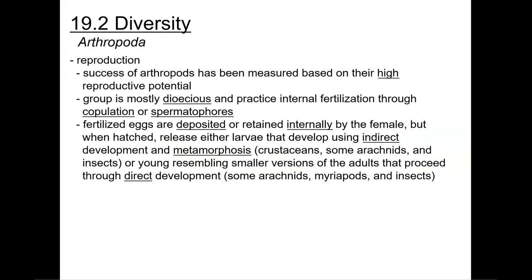With reproduction of the arthropods, their success has been measured based on their high reproductive potential. The group is mostly dioecious and practices internal fertilization through copulation or spermatophores. Fertilized eggs are deposited or retained internally by the female, but when hatched, they release either larvae that develop using indirect development or metamorphosis, like crustaceans and some arachnids and insects, or they develop young that resemble a smaller version of the adults that proceed through direct development. And that's some arachnids, the myriapods, and the insects.